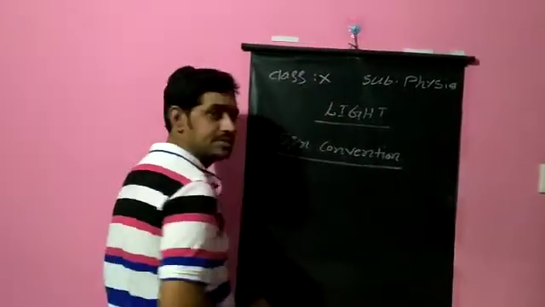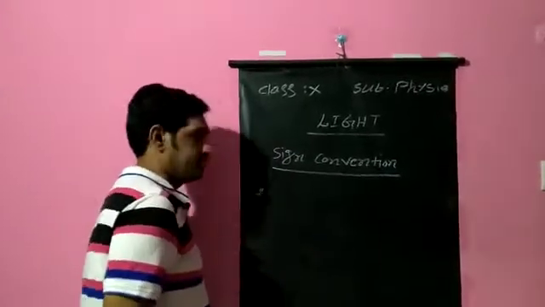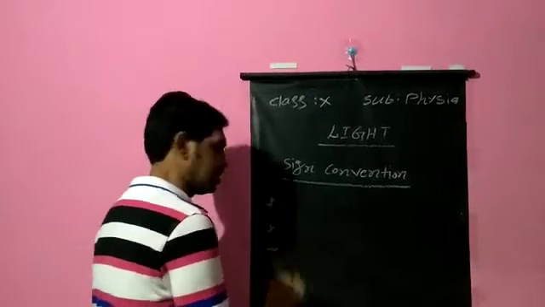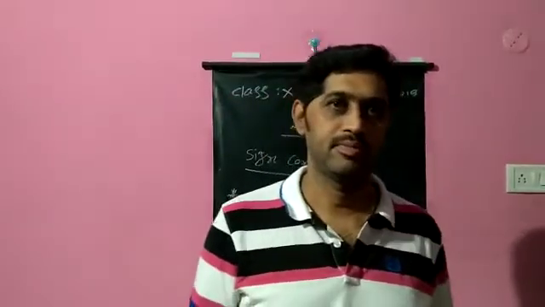In these sign conventions, we need to write down the points. Along with me, listen and write in your notebook. The first sign convention is that the object should always be placed on the left side of the mirror. Object should always be placed on the left side of the mirror.